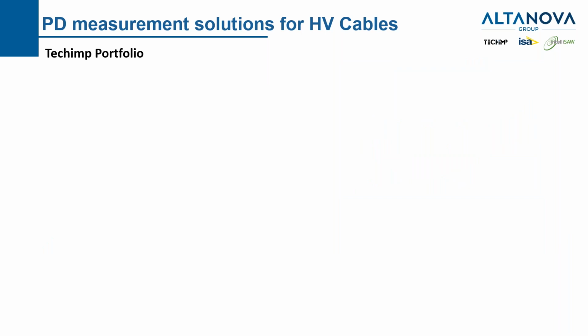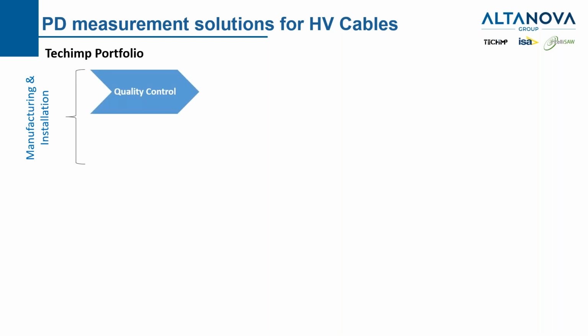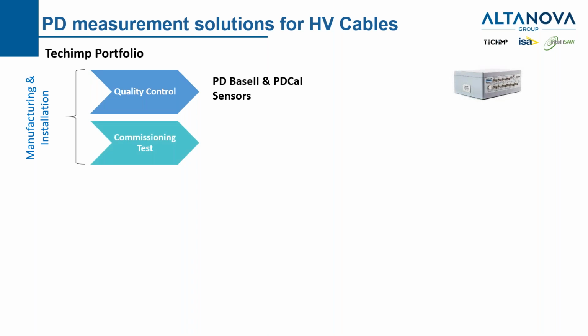Let's see now what is our portfolio, our services in the cable lifetime. When we talk about manufacturing and installation, we have first the quality control. Tekimp provides instruments, calibrators, sensors, and also training for the quality control. We are very strong in the commissioning test.